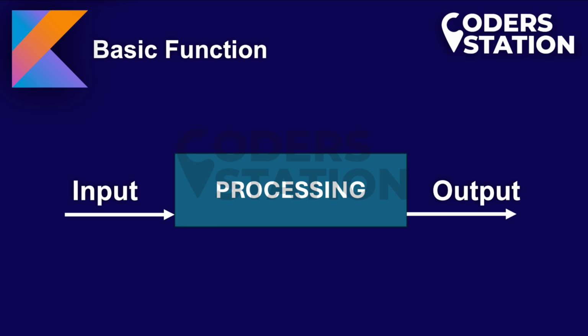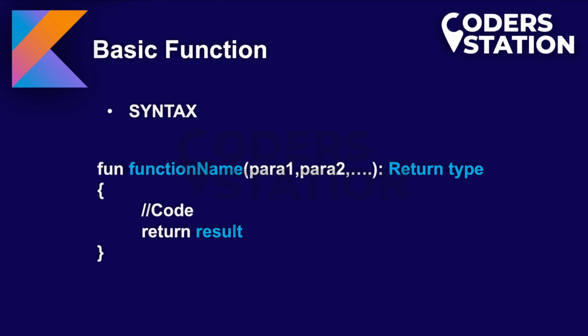Let's learn about the syntax of a function. Syntax of a function is very easy. So fun stands for function, followed by the function name, which is given by the developer, and then the parameters, as many parameters as we want to put inside the function. Then it has a return type, that means it can return an integer value, string value, or anything else. By default, the return type is Unit, that means we do not return anything. Then we have the code inside the brackets and the return result, or the result that is generated by the function. That is how a function works theoretically.